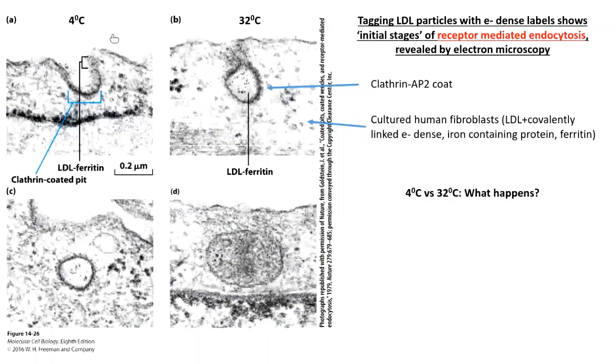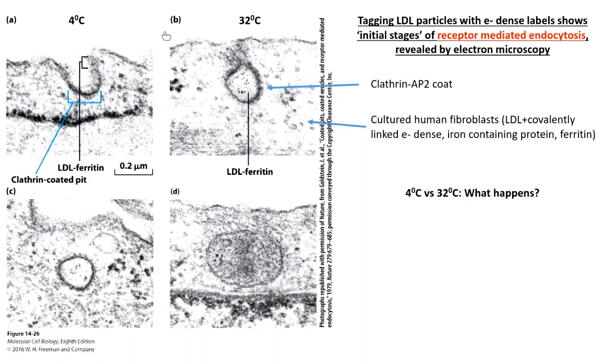For this one, 4 degrees centigrade is the restrictive temperature. What do we mean by restrictive temperature? Well, these are cultured fibroblast cells, treated with these electron-dense labeled LDL particles. At 4 degrees centigrade, the LDL binds to the LDL receptors and the receptor-mediated endocytosis process begins, right? But it gets inhibited. That means the vesicle formation, or the pinching of the vesicle, doesn't happen. Initial invagination happens, and all the tagged LDL particles just accumulate around this vesicle, or the invaginated groove.